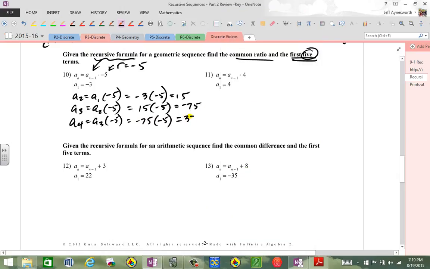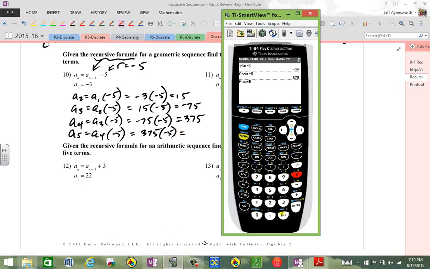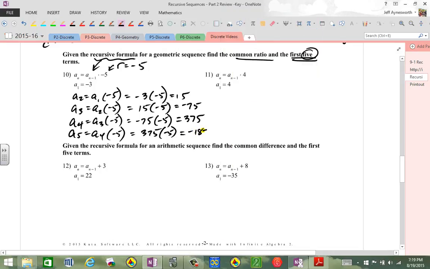So 375, then I have to multiply it by negative 5 again. So the fifth term is equal to a sub 4 times negative 5, which is 375 times negative 5. Notice how the multiplier is negative 5 there. Use your calculator, obviously, and make it quick. And you get negative 1875. So you keep on multiplying by negative 5.